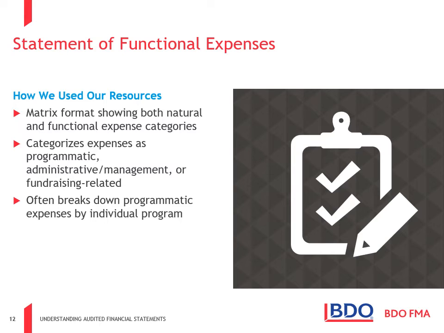The statement of functional expenses shows us how we utilized our resources over the course of the year in both functional expense areas and natural expense areas. So the statement is set up as a matrix. It categorizes our expenses as programmatic, administrative, or fundraising related, and it often breaks down programmatic expenses by individual programs. So remember, we have to show a program, administrative, and fundraising breakdown of expenses on the statement of activities.